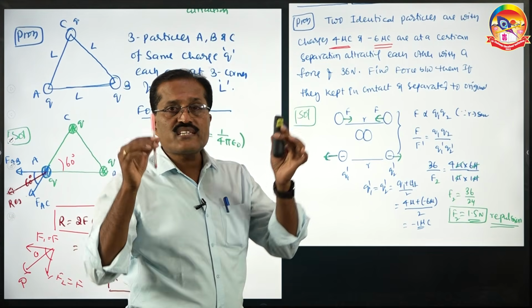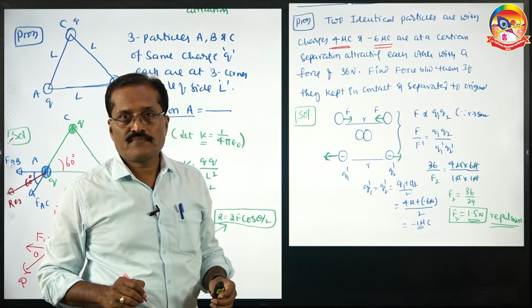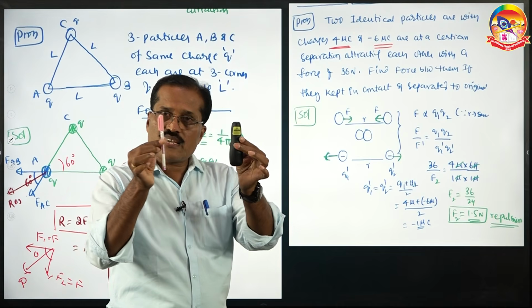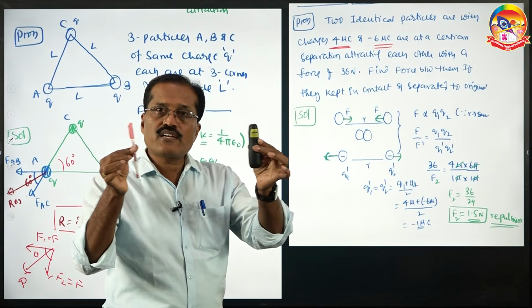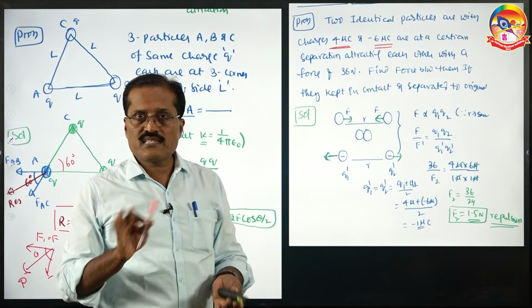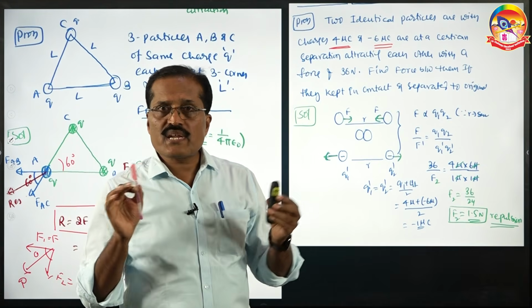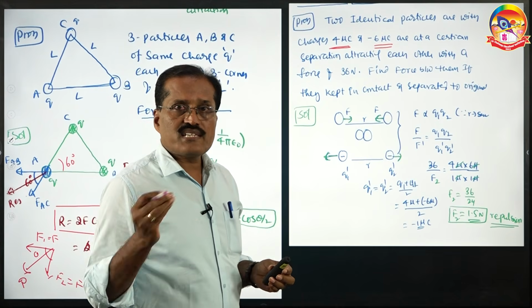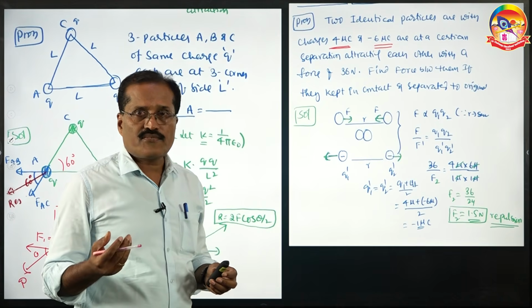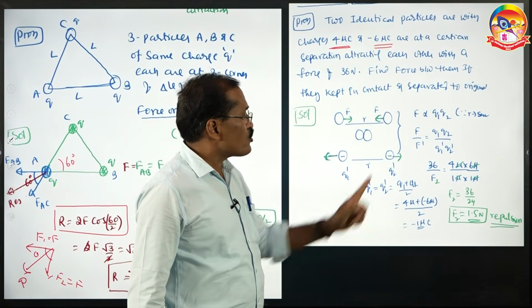Then they are under the influence of the forces, but how much the distance is, we do not know; the force is given. Now, these two charges are kept in contact and separated to the original distance. Definitely the charge changes, charge distribution takes place, and because of that the force also changes, though the separation is the same. What are the charges before, and what are the charges later, we need to know. The charges before are already given, and the charges later are to be found out here.